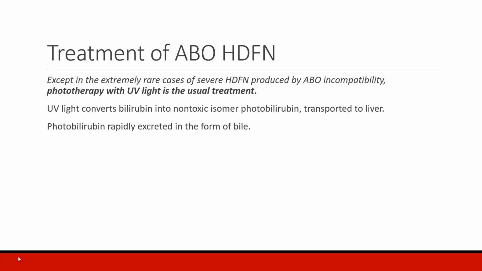Treatment of ABO-HDFN: except in extremely rare cases of severe HDFN produced by ABO incompatibility, phototherapy with UV light is the usual treatment. UV light converts bilirubin into a non-toxic isomer called photobilirubin, which is transported to the liver. And the photobilirubin is rapidly excreted in the form of bile.